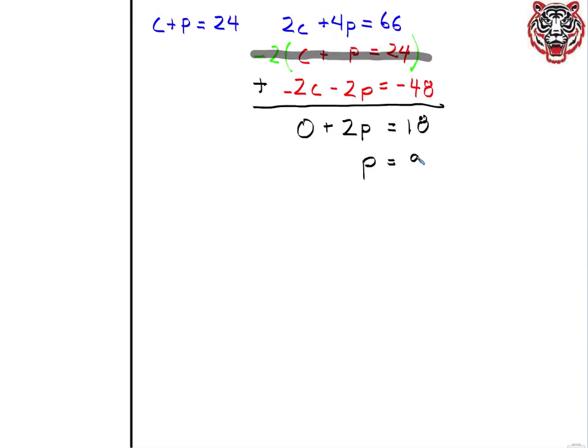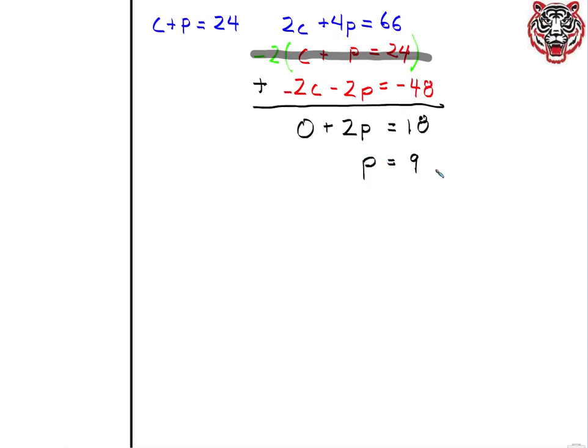Wait, is it a positive 18? Is it a negative? No, it's not. 66 minus 48. Oh, never mind. 66 doesn't have a negative above. Oh, right. It's good to think about, but yeah, you had it right. Okay. So 9. So p equals 9.